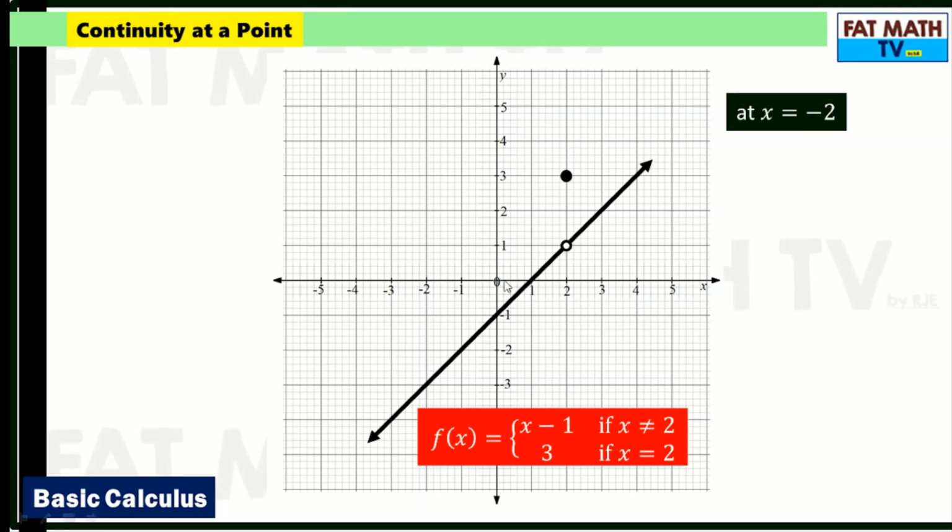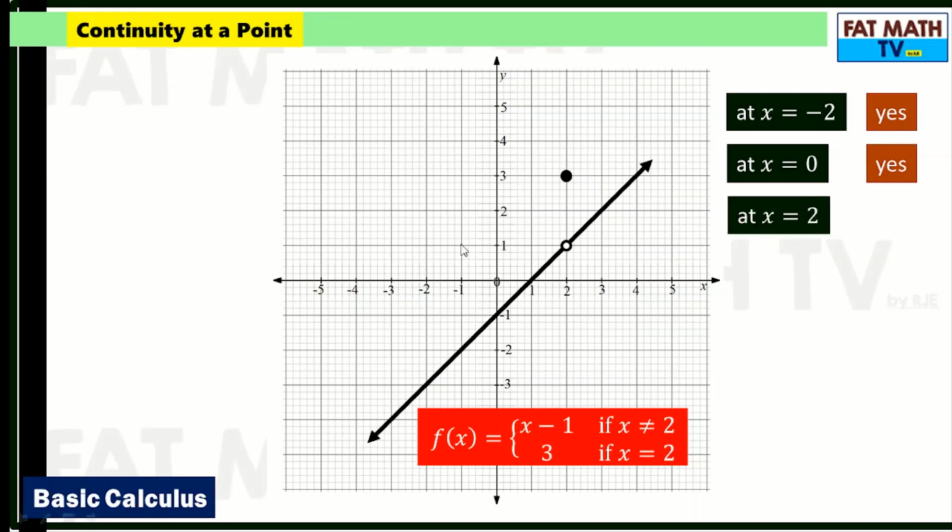At x equals negative 2, where is x equals negative 2? This one, so this part of the graph. Will you have any interruptions if you pass this part? No. So this is a continuous function at x equals negative 2. How about at x equals 0? Where is x equals 0? This part of the graph here. So no interruptions if you pass there. So the function is continuous at x equals 0.